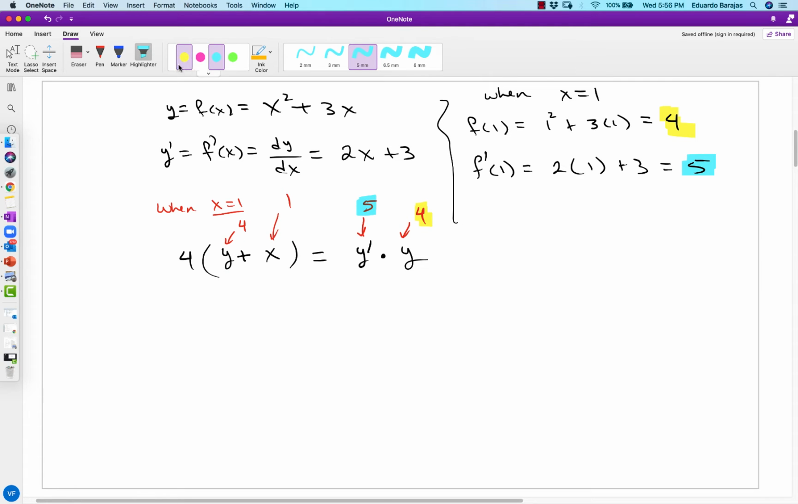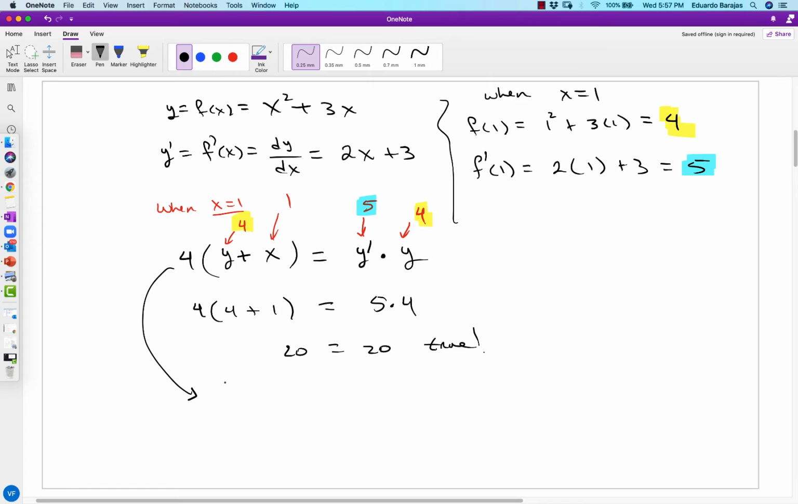And likewise, the 4 from here is the y, and x was 1. So what I have here is a true statement, because I have 4 times (4 plus 1) equals 5 times 4. And so 20 equals 20, which makes it a true statement. Okay, so I've created a nice true statement, and now I'm going to distribute it a little bit, mix it up.